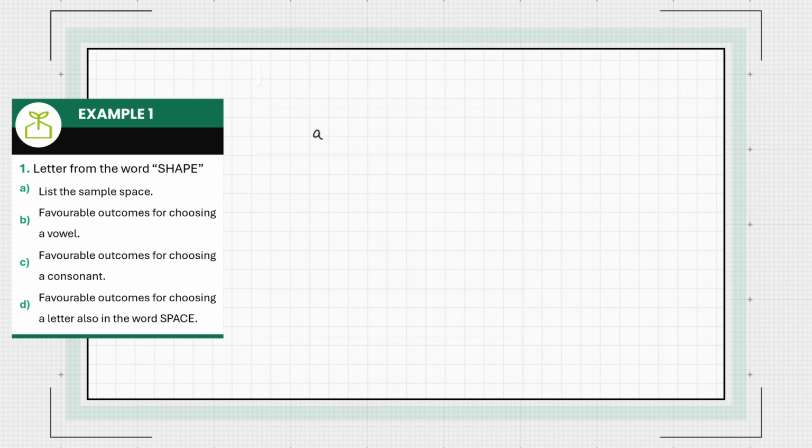So let's start off by listing our sample space. What can possibly happen if we pick a random letter in the word shape is we can either get an S, an H, an A, a P, or an E.